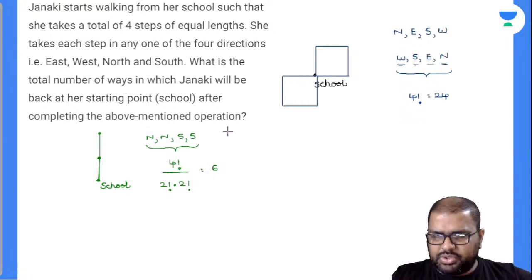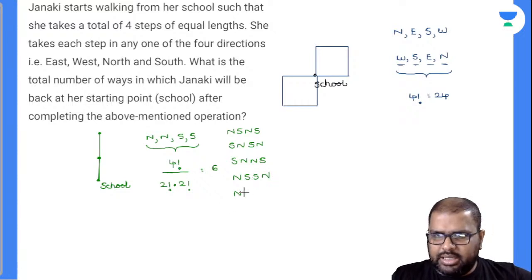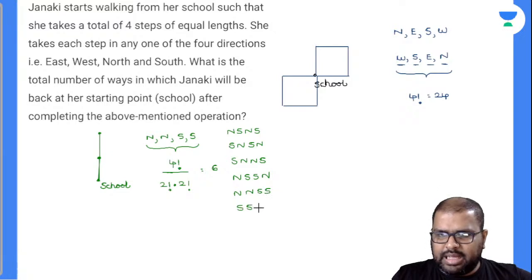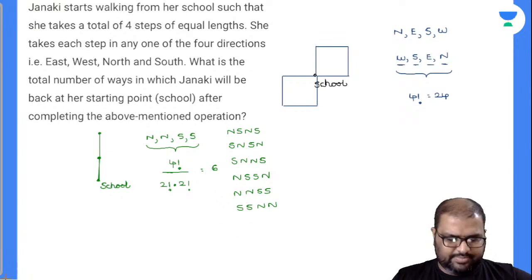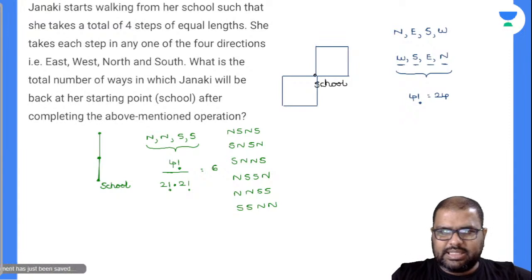I can write down this one. So in layman approach also you can write down: NSNS, SNSN, SNNS, NSSN, NNSS, SSNN. Am I right or wrong? Totally, did you get the 6 ways? 1, 2, 3, 4, 5, 6. Correctly. Similarly, if I write like this, you can easily understand this one also, right?